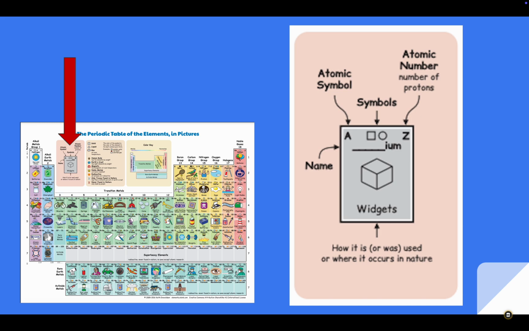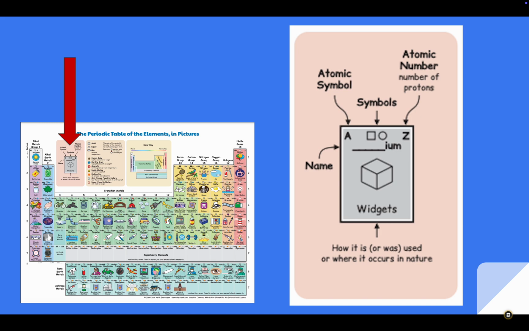Then the next thing over is symbols. I'm going to come back to that in a second. I'll talk to you about that in a minute. Then we have the atomic number. The atomic number is the number of protons. They have Z there just because they're not using an actual element for this example. They're just having an example. So remember, the atomic number is the number of protons.